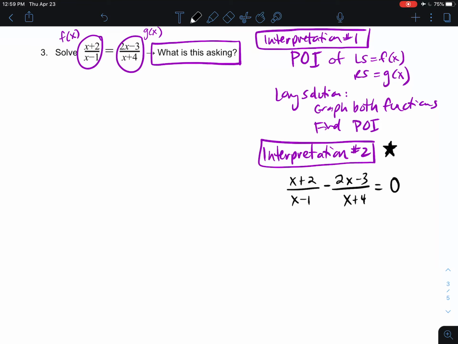When I do this, I basically change the question, so I'm creating a new function. So this is not f of x, the left-sided function. It's not g of x, the right-sided function. It's a totally new function, so I'm going to call it h of x. And so this is asking me, where is this new function crossing the x-axis?